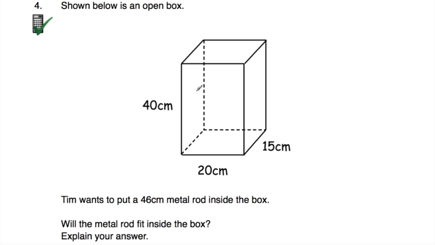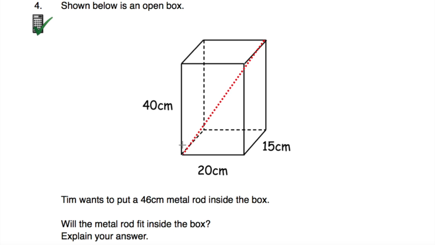Okay, so you might look at this and think, well, the height of the box is 40 centimeters. If you put a 46 centimeter rod in vertically in this box, it's going to be too small. But remember that he may put it in diagonally. So the longest measurement in this box will be from this corner to this corner, or from that corner to that corner, but one of those diagonals. So let's mark on one of those diagonals. I'm going to go from this one to that one there. So that will be the longest distance inside that box, that diagonal.